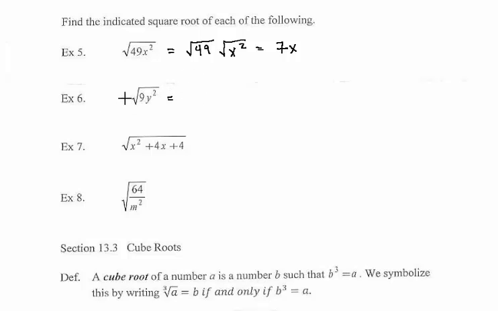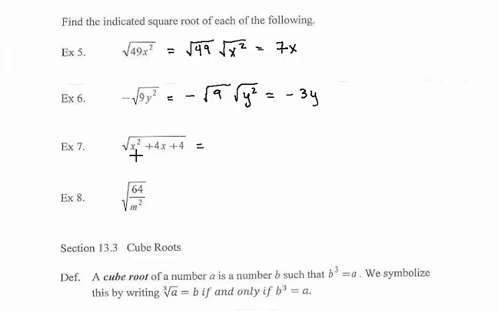For example 6, we already have a negative on the outside of the square root. If we wanted to, we could break apart the 9 into y squared. Not really necessary, but you could if you wanted to. And then we still have the negative. You don't want to just drop it. The square root of 9 is 3, and then the square root of y squared would be a y.